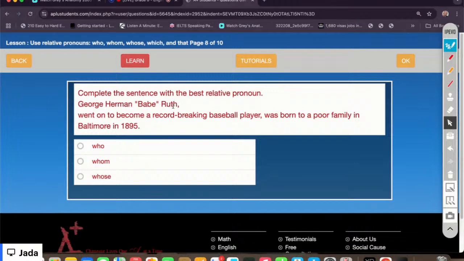George Herman Babe Ruth, who went on to become a record-breaking baseball player, was born to a poor family in Baltimore in 1895. So, who or whose? So, who went on to become a record-breaking baseball player? Who?